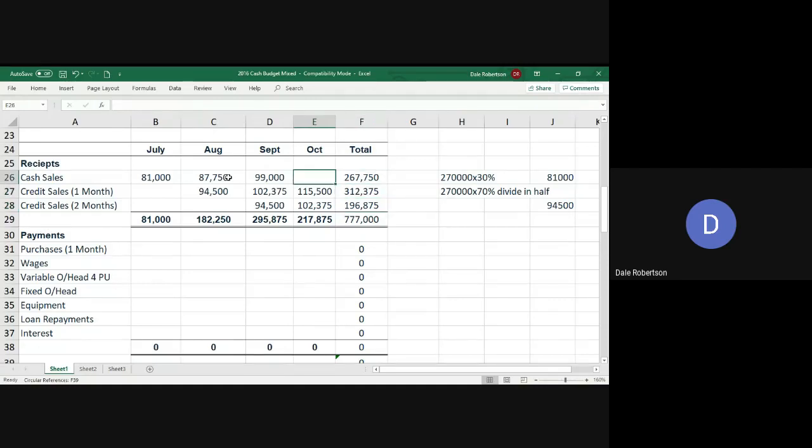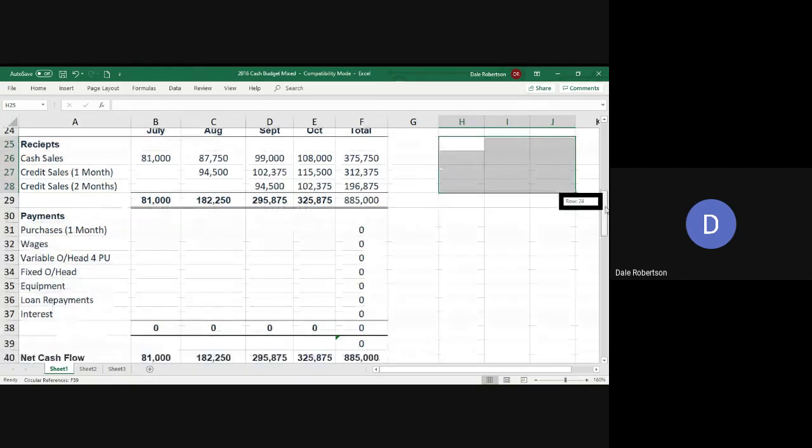And then October sales, well, the 30% is 108,000, but then we'll collect the 70%, half in November, half in December, again, both outside of our time frames. So therefore, that is how we do our cash collection, our debtors, and indeed our cash sales. Then we'll have a look at our purchases.